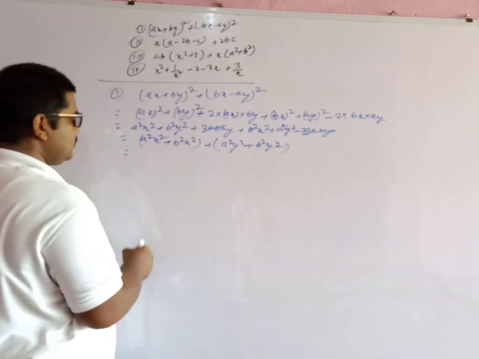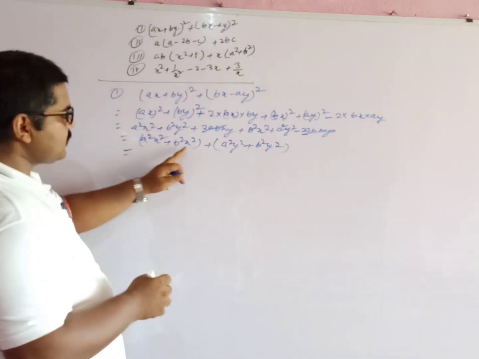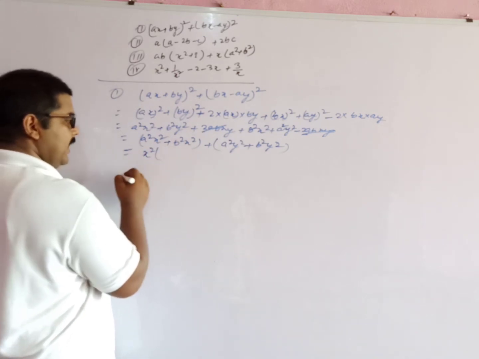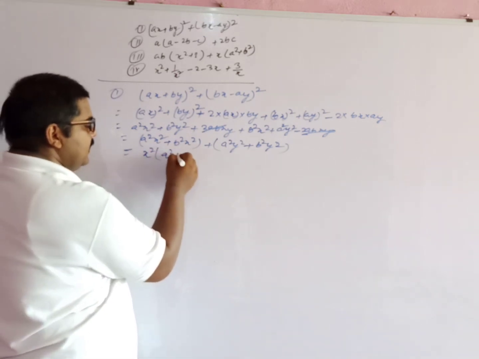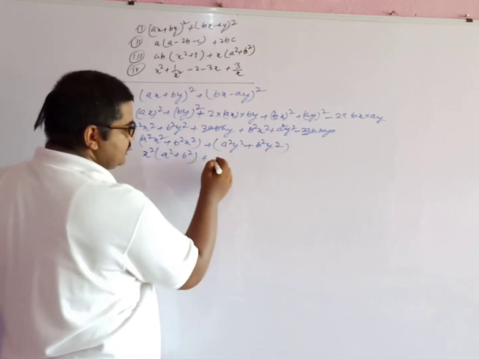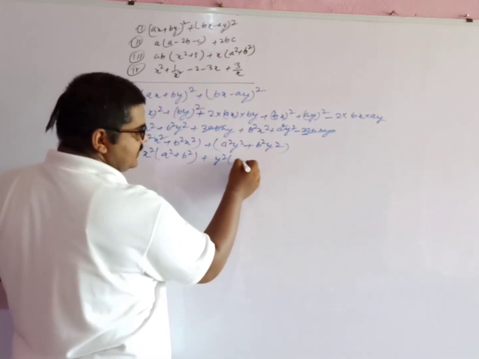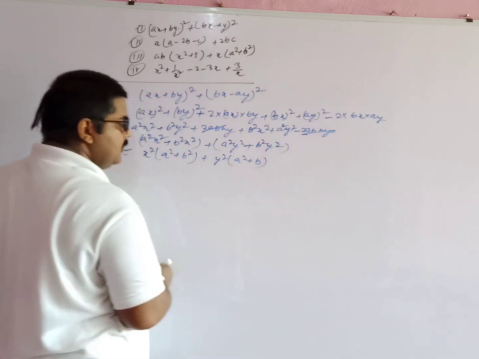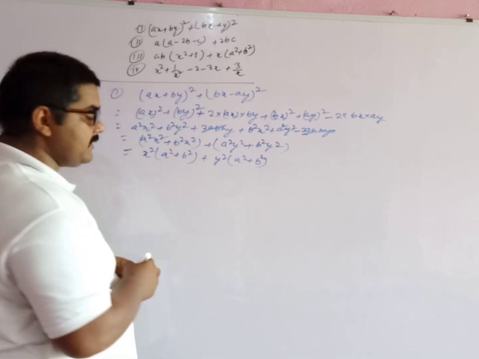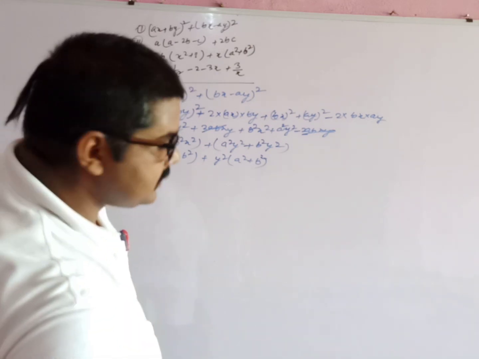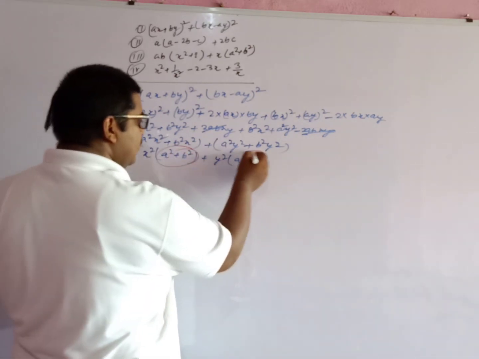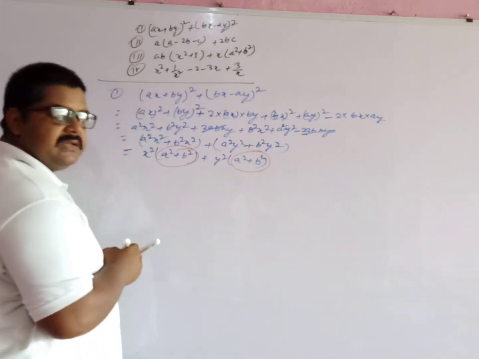And then you have to take x square as common, since it is present in both the terms. So you write x square, a square plus b square. And in these two terms, you can check that y square is present in both of them. So there is y square, a square plus b square. And you can notice that in both the cases, a square plus b square is present in both the terms.